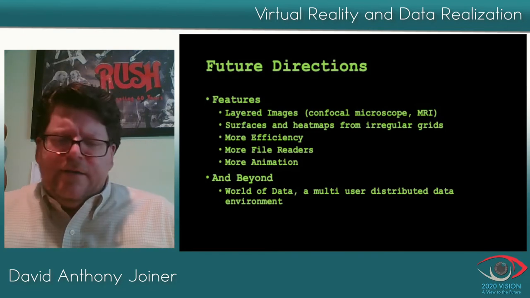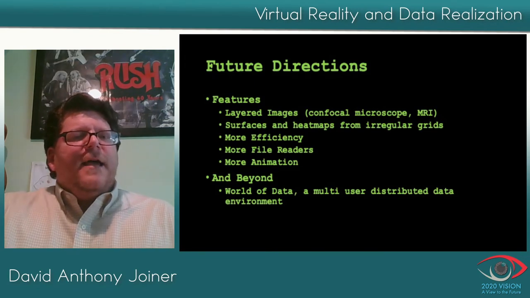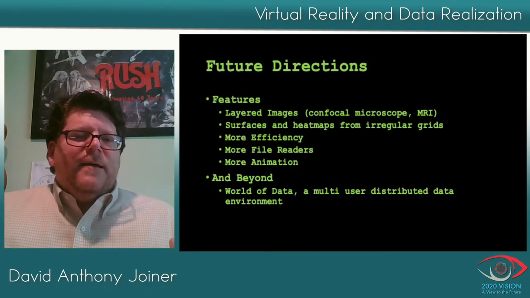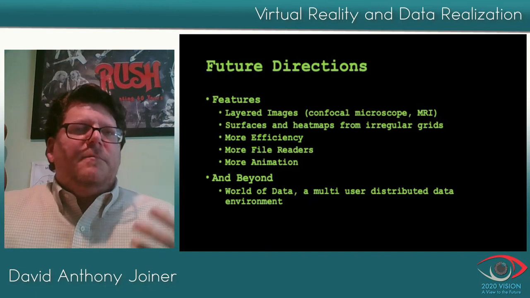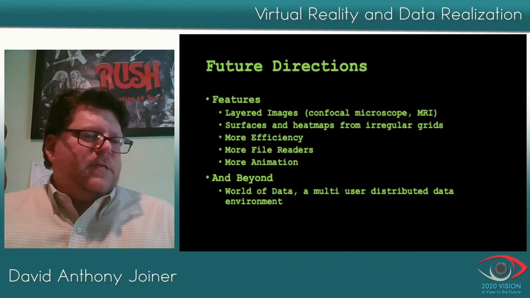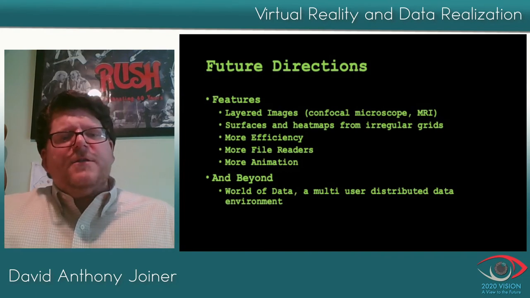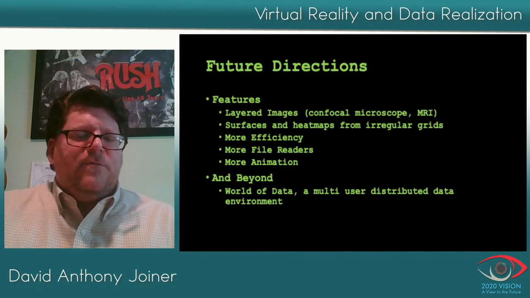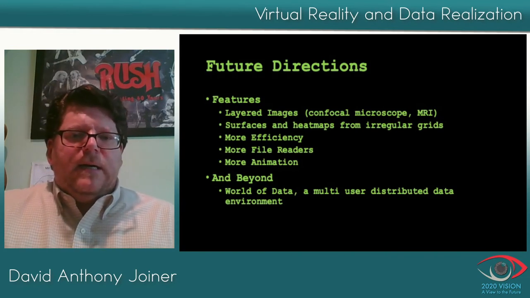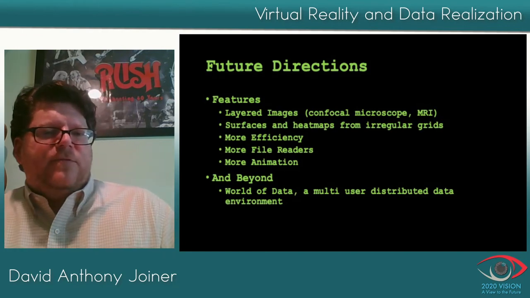But this could also apply to things like MRI, CAT scans, things like that. A lot of the things where we have layered images, we want to have a nice way to quickly build up virtual reality scenes from those in a uniform sense that applies across lots of different types of data. We've also been working on, and we've got some prototype stuff working with, more irregular grids, particularly for building surfaces, heat maps from irregular grids.